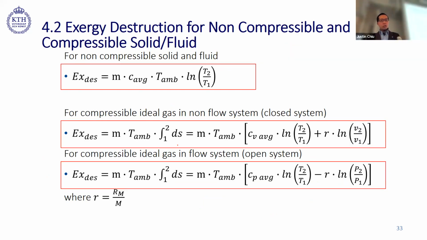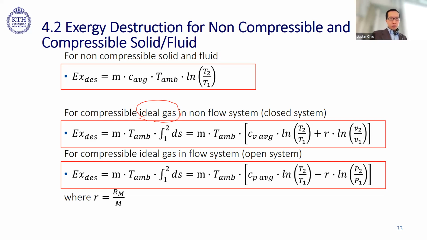So for non-compressible solid and fluid, the exergy that is destroyed is basically the mass times the average specific heat capacity C, times the T ambient times log state 2 to state 1. So this one is for non-compressible solid and fluid. And then if you're having a gas that is compressible, and if we use ideal gas, I mean, we always like to use ideal gas because for real gas, you need to have a lot of correction factors. It's not so nice for the equations here.